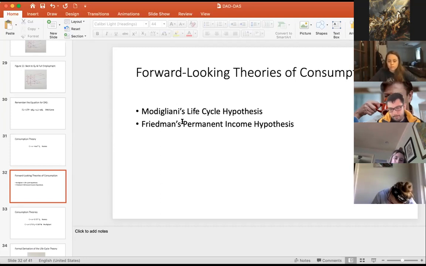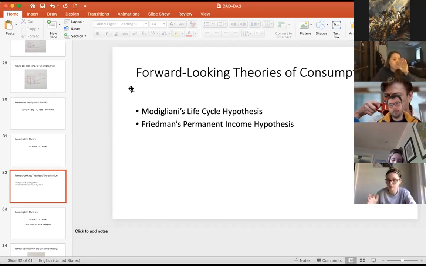Okay, a little inside baseball here. Keynesian macroeconomists tend to favor Modigliani's life cycle hypothesis. Conservative macroeconomists tend to favor the permanent income hypothesis. Okay, doesn't matter really that much one way or the other. That's just what they do.